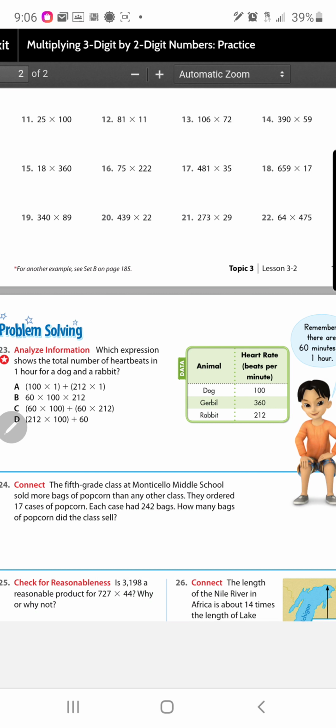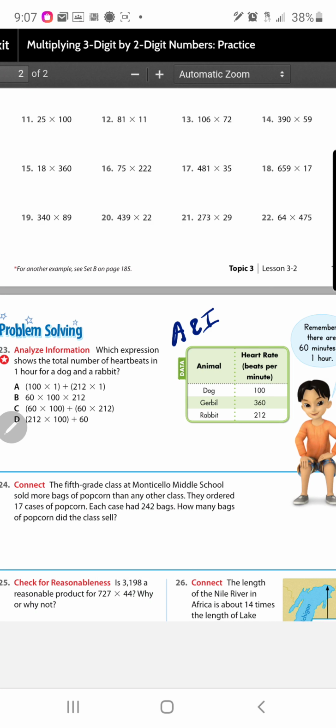So now that we know that, and by the way, that's what we call analyzing and interpreting the data. Analyzing means look at something closely, or the table, and interpreting means try and understand what it's trying to tell you, right? So in this case, I can say that the gerbil has the highest heart rate per minute, and the dog has the lowest heart rate per minute. Okay, that's the interpretation. That's what it's trying to tell me.